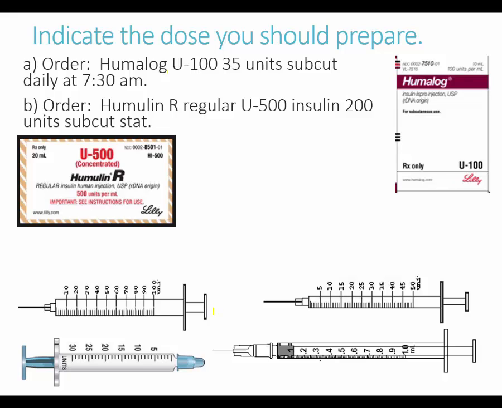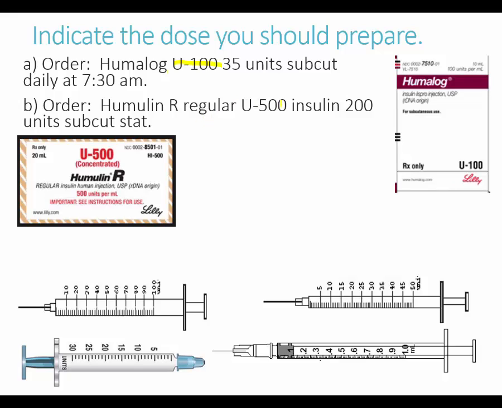We'll look at problem A. The order is for Humalog U100, 35 units, subcut daily at 7:30 a.m. The first thing that I want to focus on is that this is U100 insulin. That tells me a ton of information.